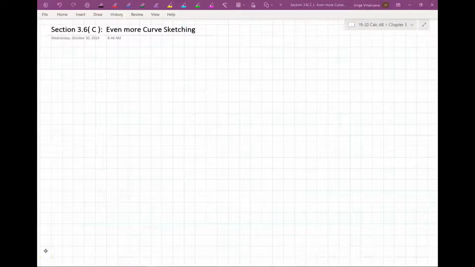All right, so section 3.6, day 3, for us here, even more curve sketching. So hopefully today's isn't too bad. We are going to have to factor something, and it may be something that you're not used to doing, but we are going to have to factor something. So when we do it, hopefully you guys are okay with it. You won't have too many of these types of problems.